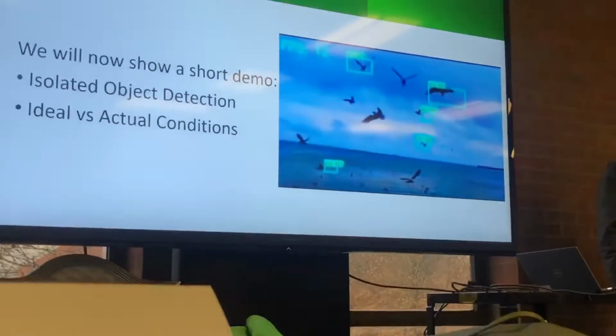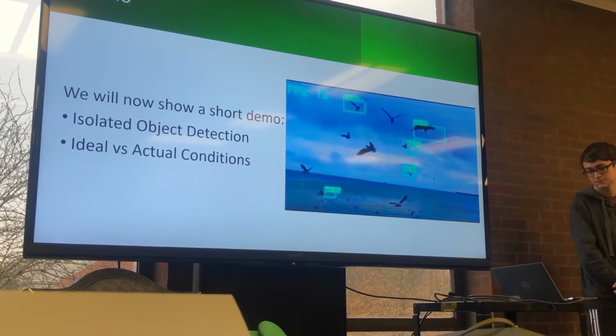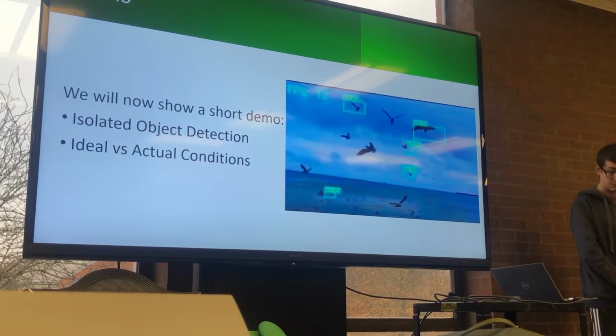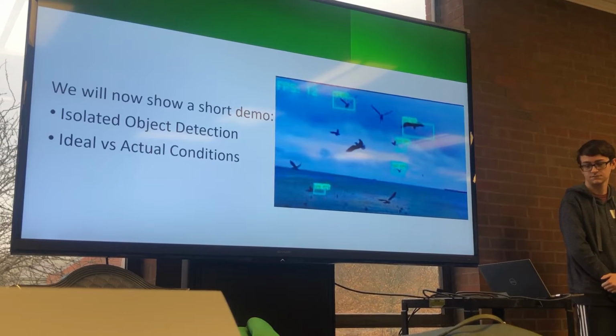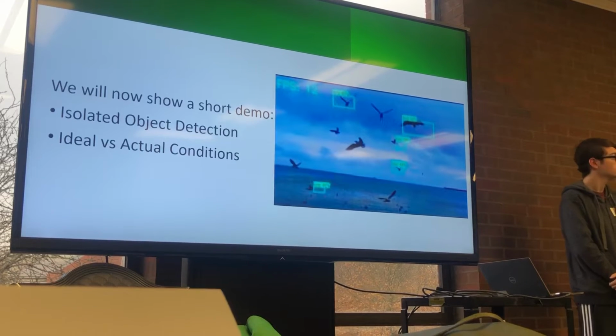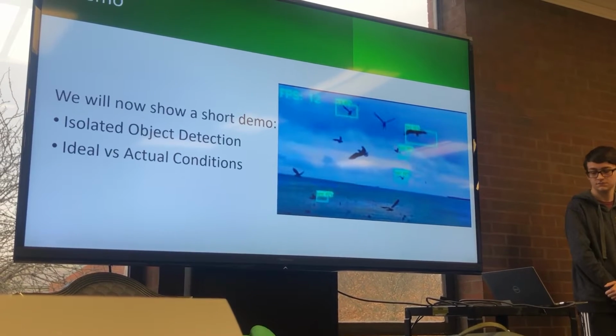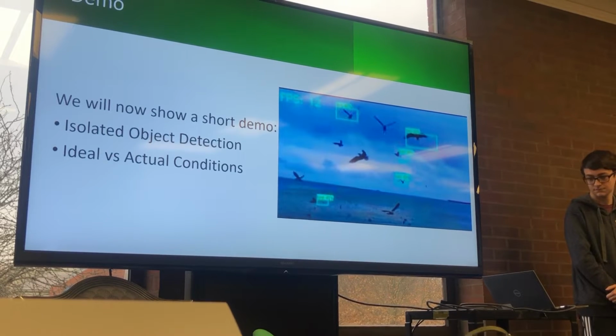This is an isolated demo just showing the machine learning detection system on a few test videos. The first half is going to show ideal conditions where there are very large birds on a static background. The second half is going to show something more realistic where the birds are small, they're moving, there's trees, so you'll see some differences and how we have some things we need to work on next. So, starting the video.